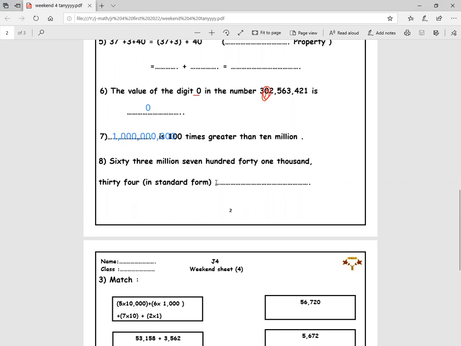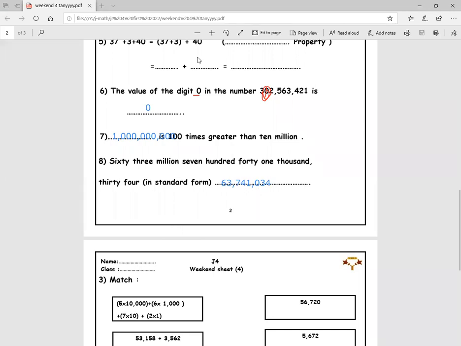63,741,034 in standard form. Remember, to write the standard form, you will only write the numbers with commas. Let's write 63 million. So this is the value of the million, and end it with a comma. 741. Let's write 741. This is in the thousands. 34. Do I have 100 here? No. So I put the place of the hundreds as 0 and then 34.